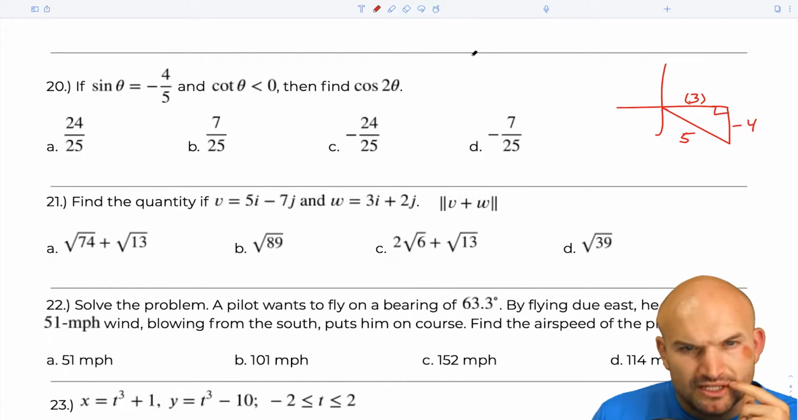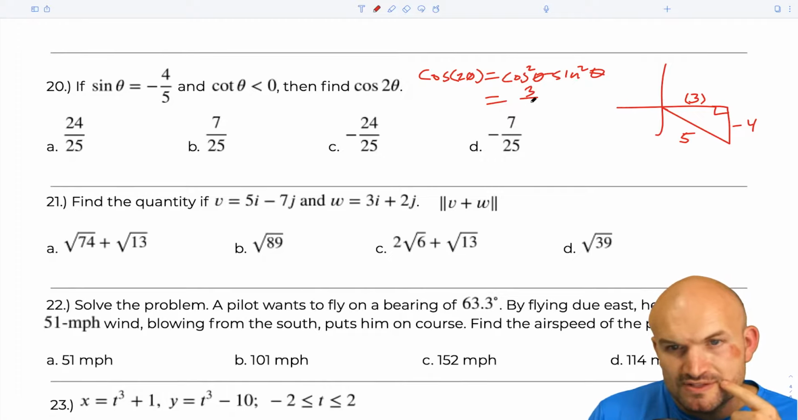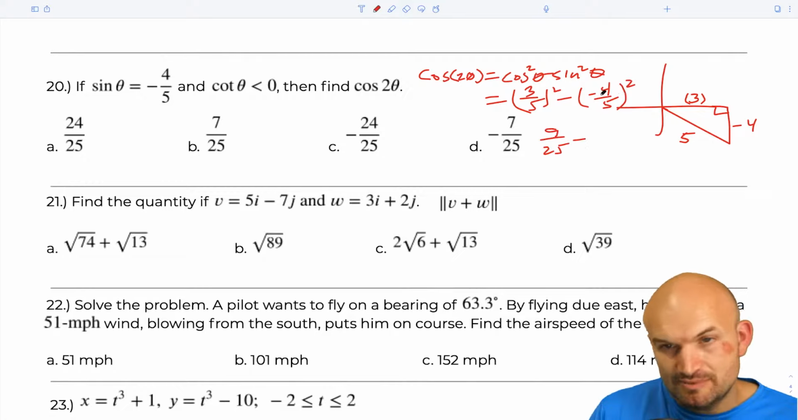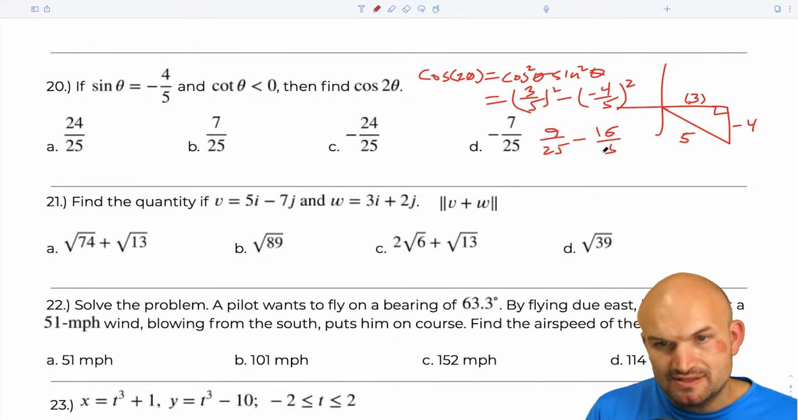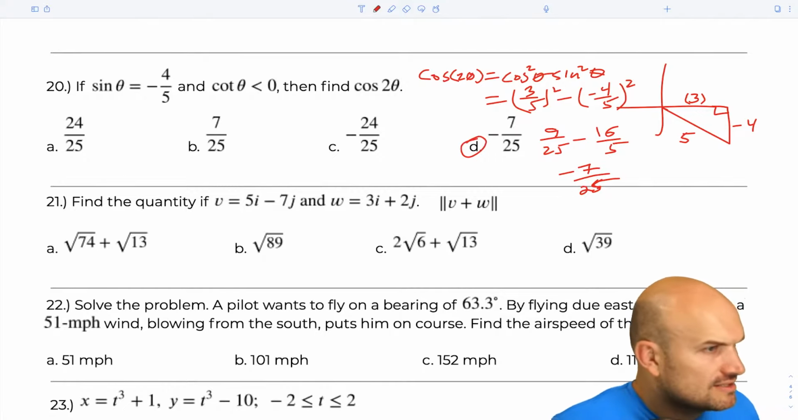And then we have to remember the double angle formula. If I remember correctly, cosine of 2 theta equals cosine squared of theta minus sine squared of theta. So cosine squared is 3/5 squared minus sine squared, which is negative 4/5 squared. So that's 9/25 minus 16/25, which is negative 7/25, which is D, which I believe I got correct. Hopefully I did. Yeah, I got the same answer.